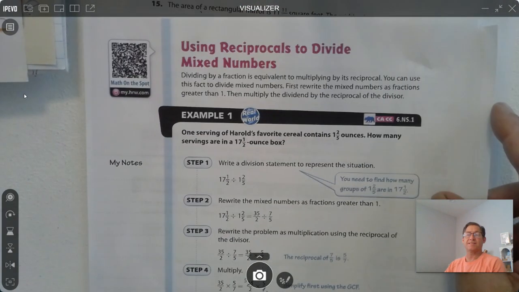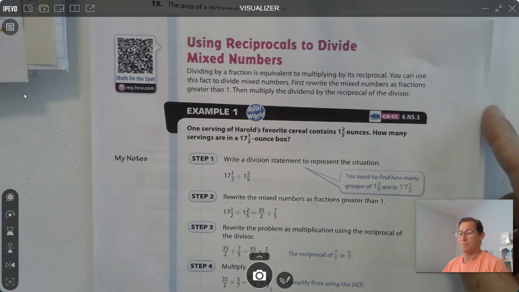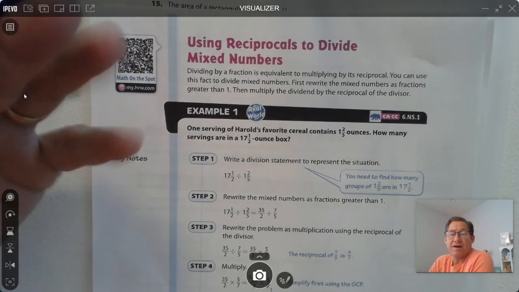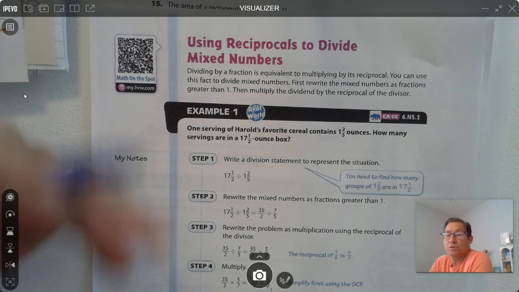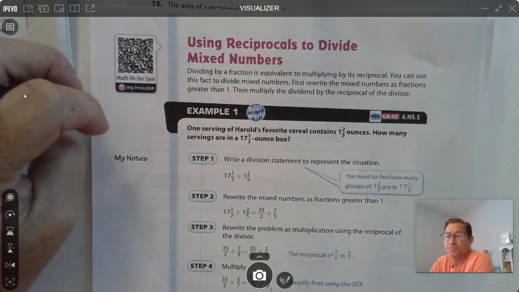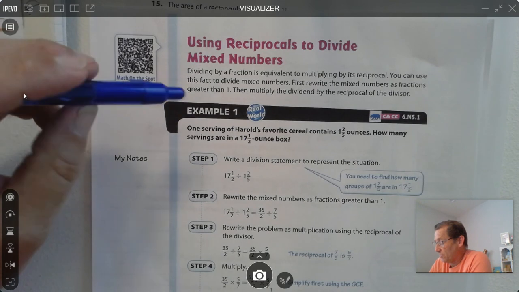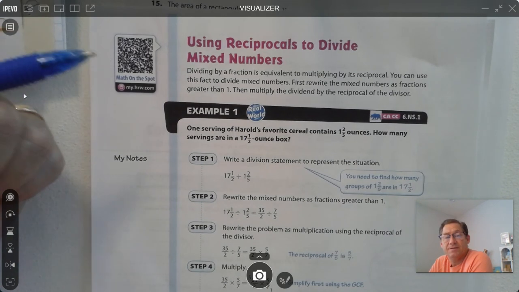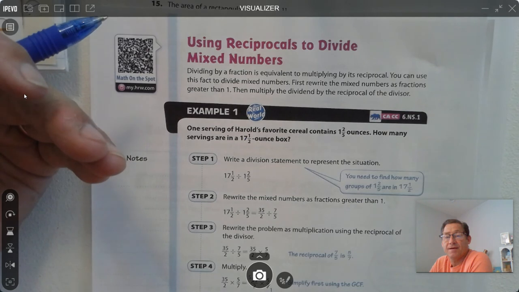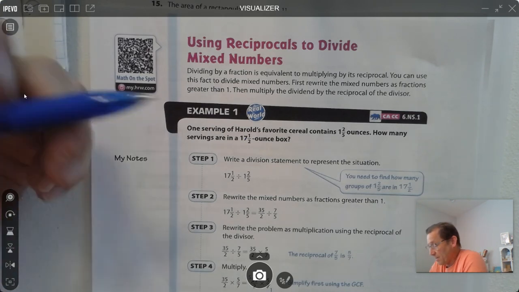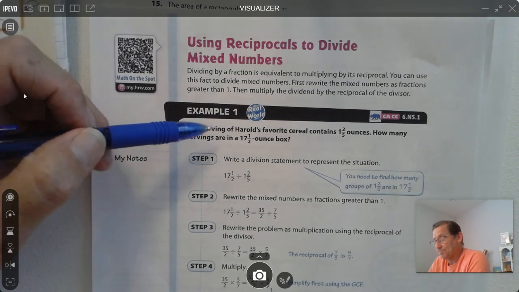Okay, so using reciprocals to divide mixed numbers. Dividing by a fraction is equivalent to multiplying by its reciprocal. And you can use this fact to divide mixed numbers. First, you would rewrite the mixed numbers as fractions greater than 1, and then we'd multiply the dividend by the reciprocal of the divisor. So let's look at example 1.